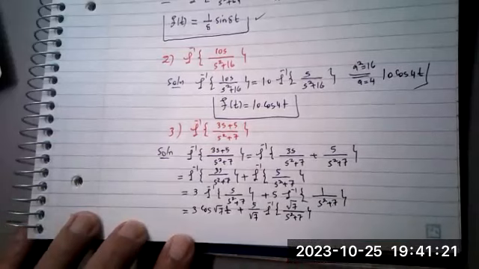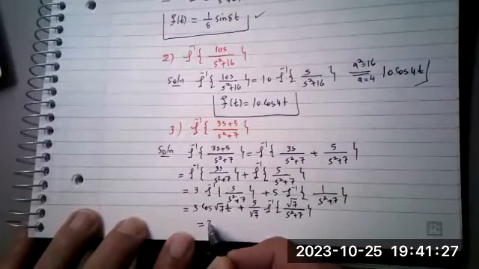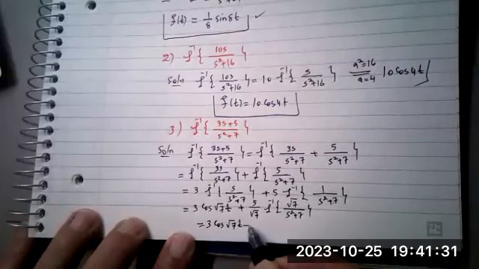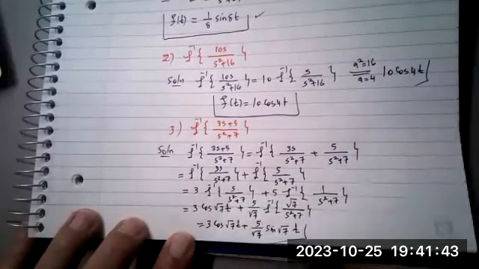Okay, now we are ready. The first one is already 3 cosine of root 7 t. This would be 5 over root 7, not the same, sine of root 7 t, the final answer.